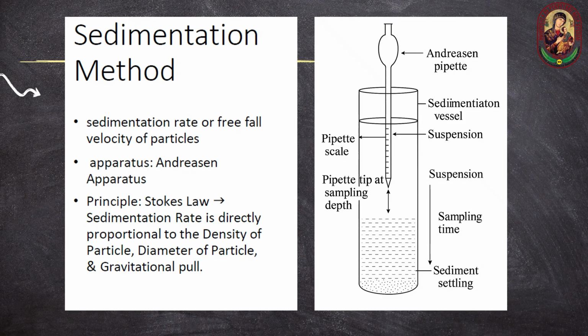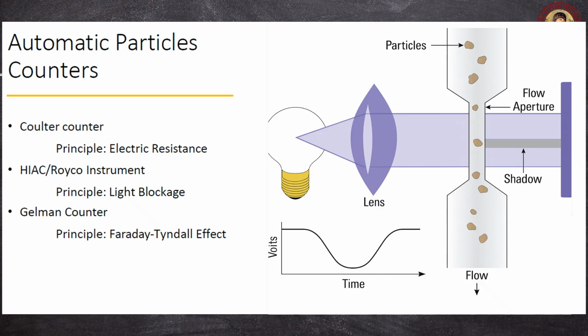The method follows Stokes' law, which states that the sedimentation rate is directly proportional to the density of the particle, its diameter, and the gravitational pull. In short, the larger and denser the particle, the faster it settles. In pharmacy, this principle is essential when formulating suspensions, emulsions, or injectable products, where uniform particle settling affects stability and dosage accuracy.